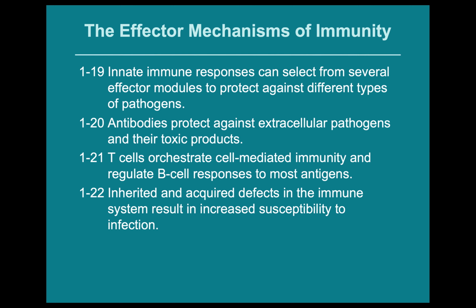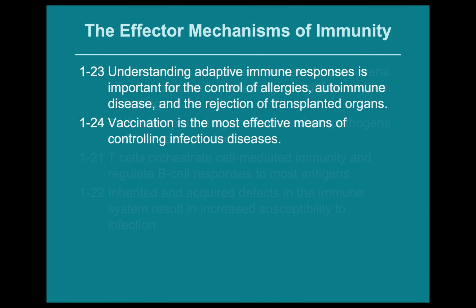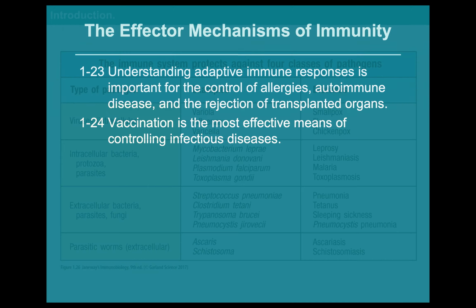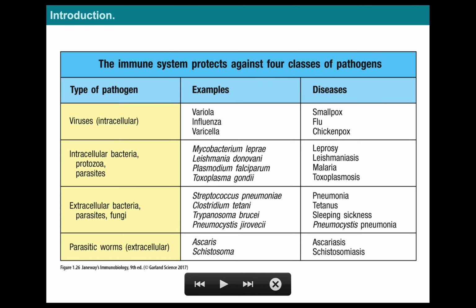Okay, last section. This is going to be section 4, and this is going to be the effector mechanisms of immunity. So these are all the ways that all those white blood cells, all those cells of the immune system are going to keep you safe. So here we go. All right.